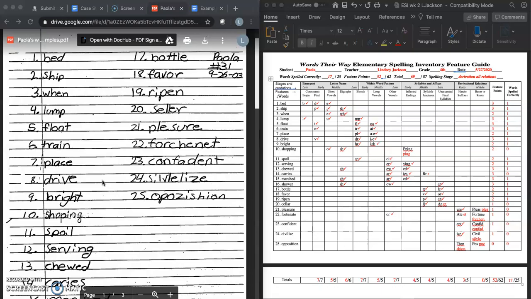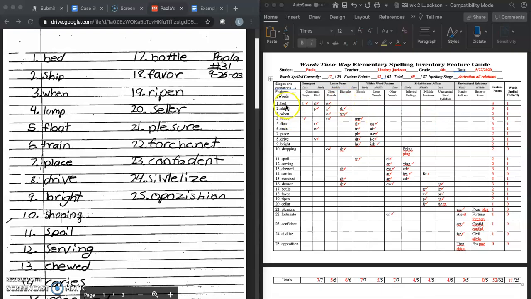Then I checked in the textbook Words Their Way, and with this I estimated that her spelling stage is the derivational relations stage. And I have that right here. Now if you'll look over here, you'll see that I compared the feature guide for the elementary spelling inventory for Paula. This guide helped me to analyze the errors made and figure out the stage of spelling development for her.